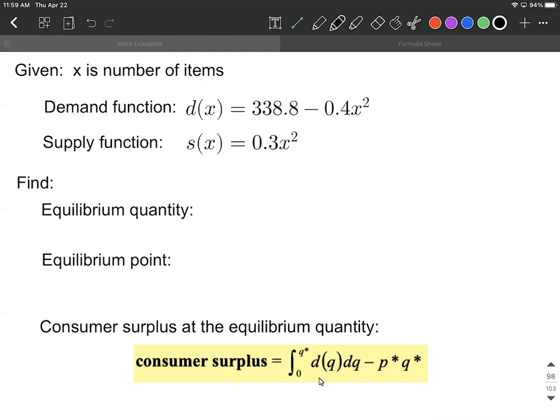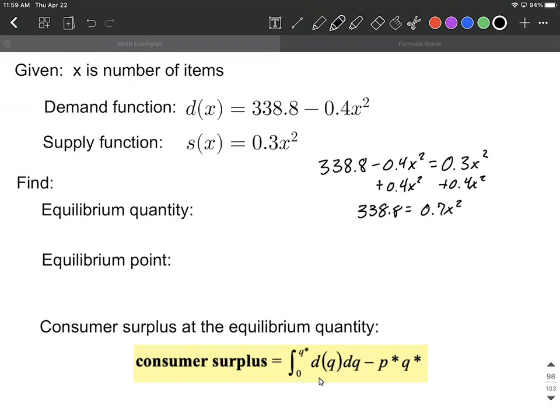So as we get going on this, we want to know when are these two functions equal to one another. So we're going to say 338.8 minus 0.4x squared is going to be equal to 0.3x squared. Now to solve this one down, I'm going to move the x's all to one side. So I'm going to add 0.4x squared to both sides, leaving us with 338.8 equals 0.7x squared.